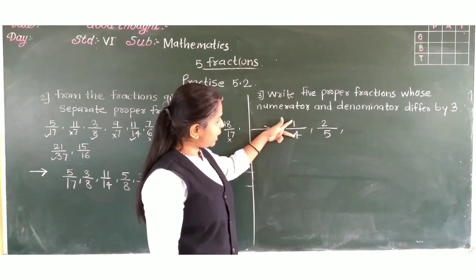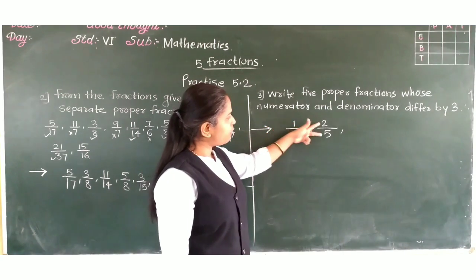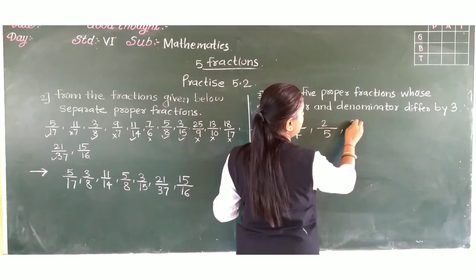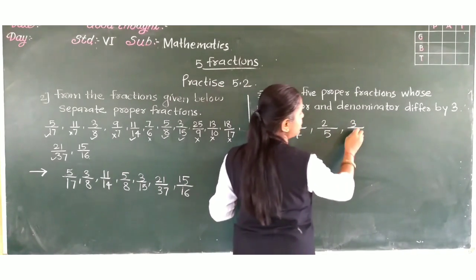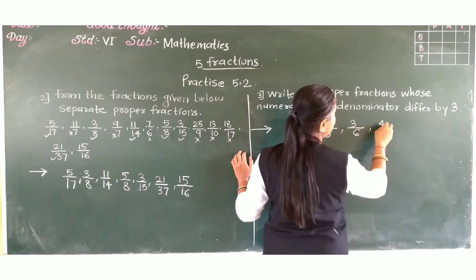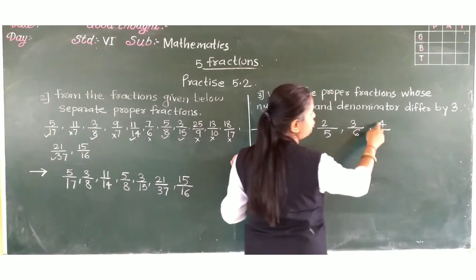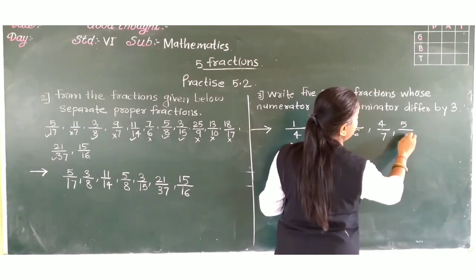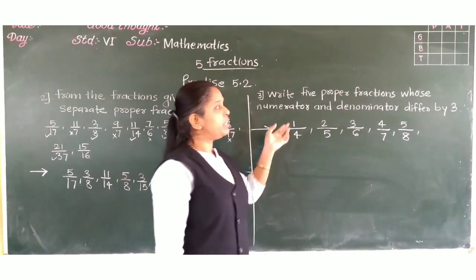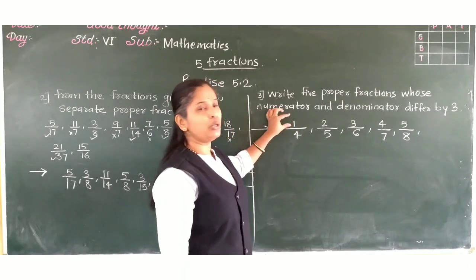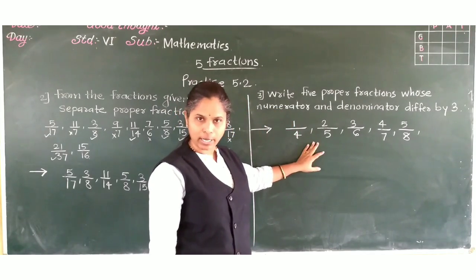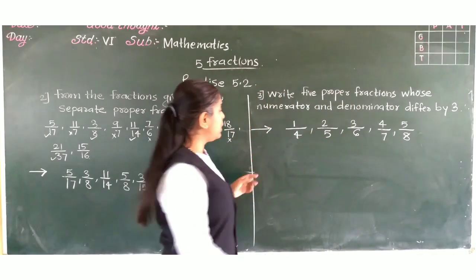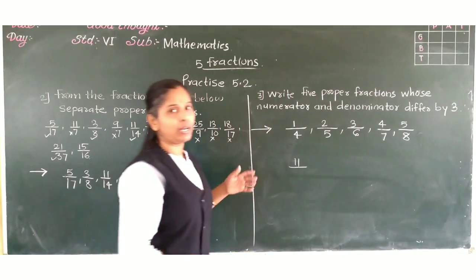See, now take their difference. 4 minus 1, 3. 5 minus 2, 3. Like that. Okay. Then if the numerator is 3, then 3 plus 3, 6. Then if the numerator is 4, then the denominator is 4 plus 3, 7. Then 5. Then 8. Correct? Differ by 3 means you have to add 3 to the numerator to write the denominator. Okay? You can take any number. If I take 11 as a numerator, then what will be at the denominator?